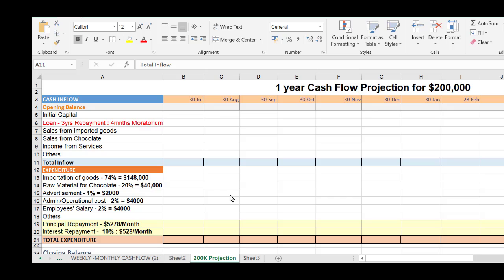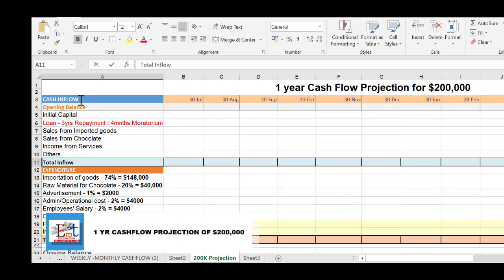Alright, welcome back good people. So we are going to be projecting for a 1 year cash flow projection for $200,000. Here we have our cash inflow just by the left. Alright, it is very important that you itemize all the sources of your revenue.